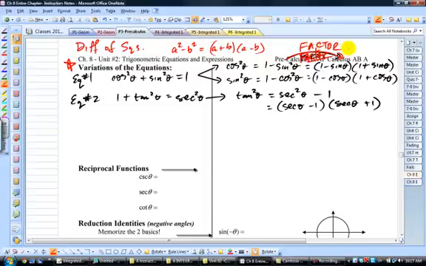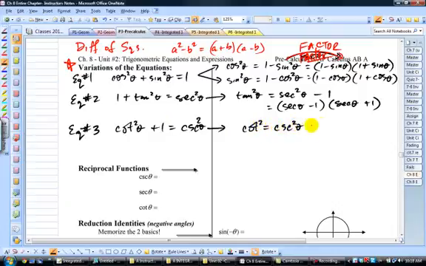Now the third equation, getting close here. The third one is cotangent squared theta plus 1 is equal to cosecant squared theta. If you isolate the cotangent function, all you do is subtract 1. So you get cotangent squared theta is equal to cosecant squared theta minus 1. And guess what? That could be factored too. You can write it as cosecant theta minus 1 times cosecant theta plus 1 if you factor.